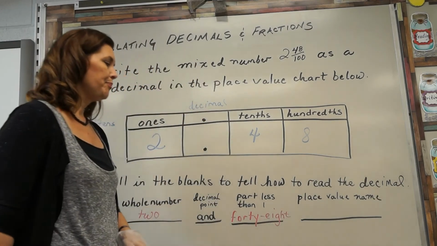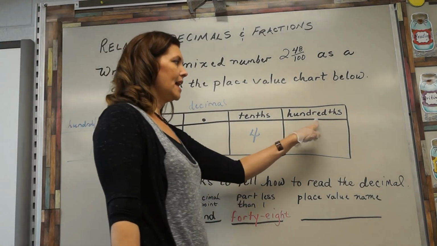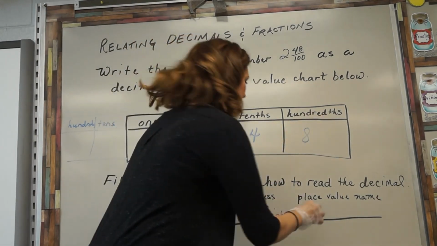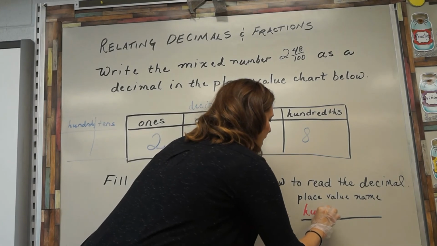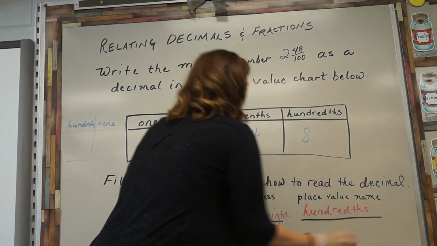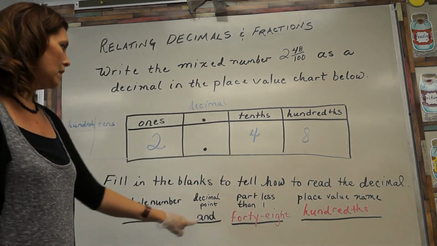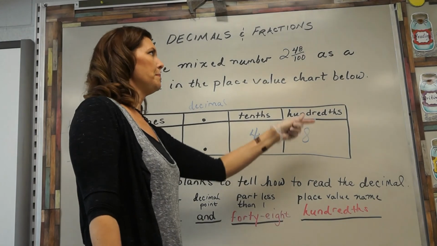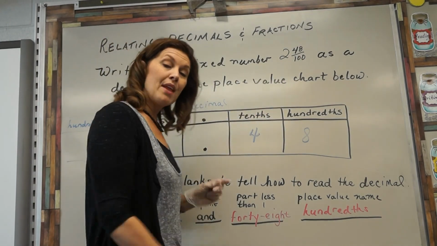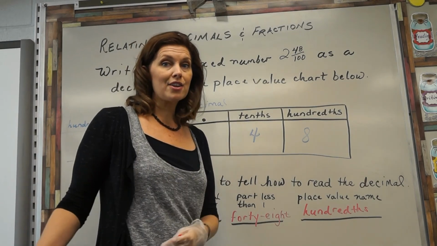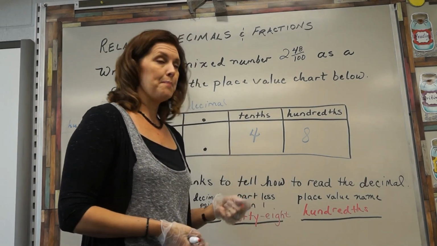Okay, with a hyphen. But we have to then tell what place value it ended in. So it ended in the hundredths. So we are saying that we have hundredths. So you would read this in decimal form as 2 and 48 hundredths. That's how you would say that as a decimal. So here it is as a mixed number, and then here it is as a decimal. So we are relating fractions to decimals today. Okay.